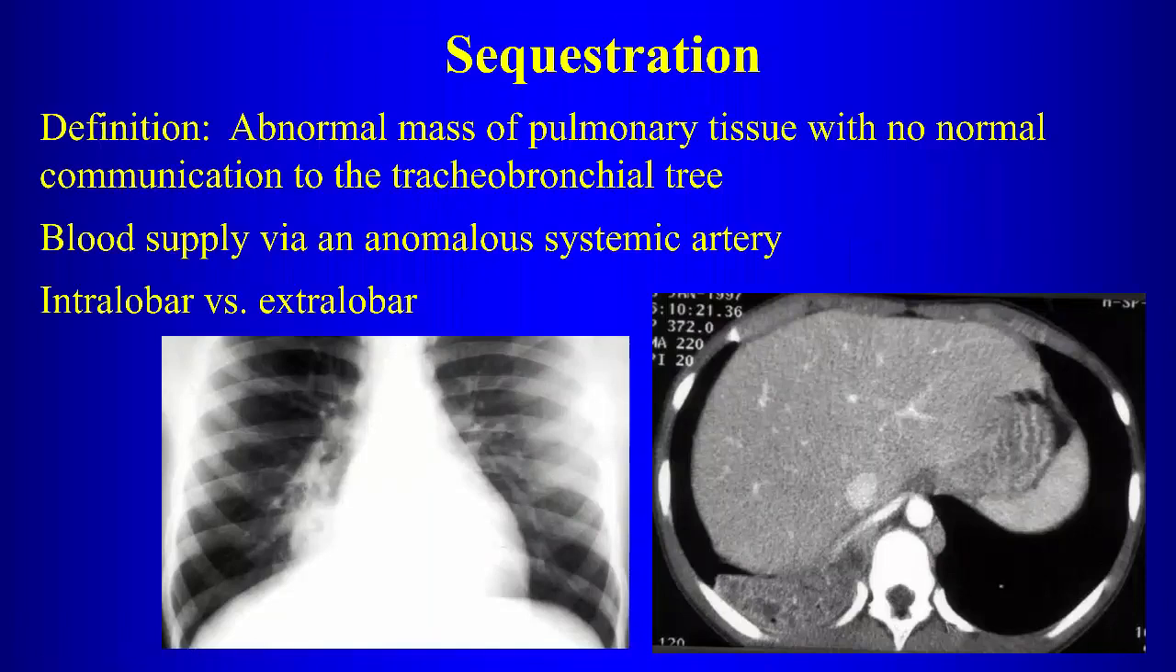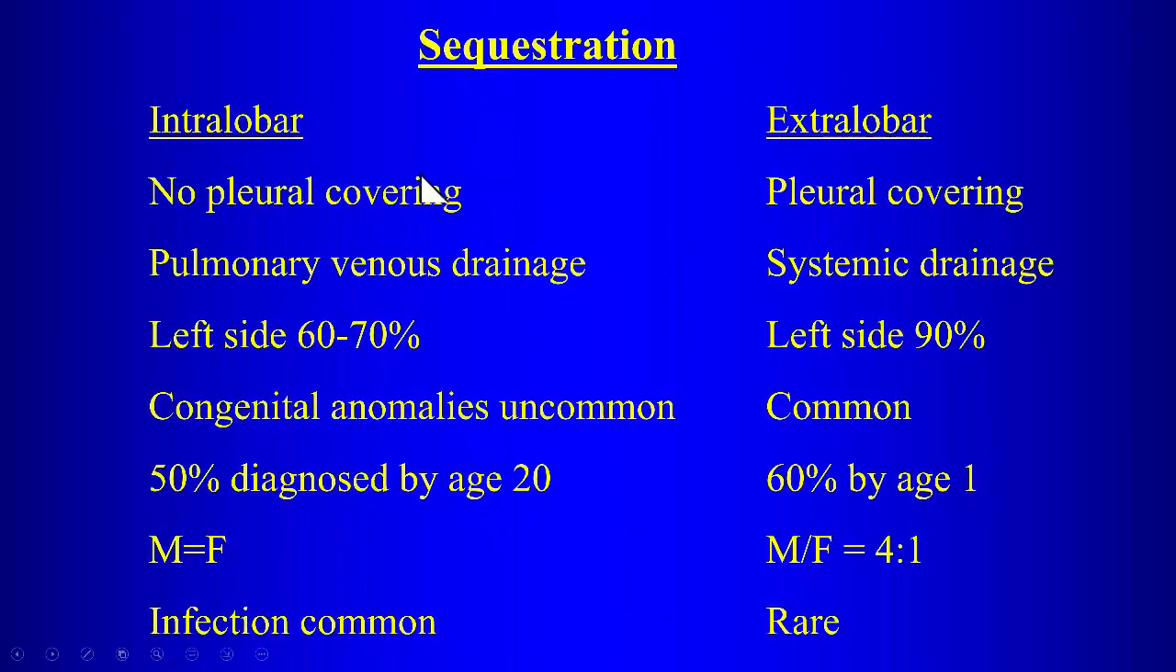It has no normal connection to the tracheobronchial tree. The blood supply is via an anomalous systemic artery, typically off the aorta. So you can see a blood supply coming to the lesion from the aorta. They can be heterogeneous in attenuation, like you see here, and they can be intralobar or extralobar. The intralobars have no pleural covering, the extralobars have a pleural covering. Pulmonary venous drainage, usually intralobar, systemic venous drainage for extralobar. Both are more common on the left side.